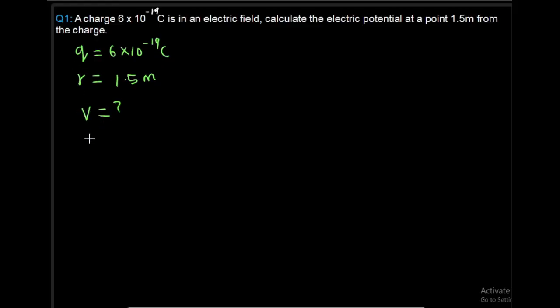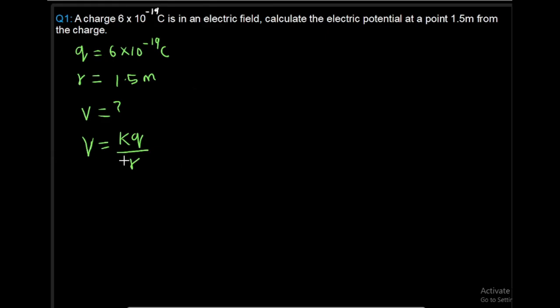Now our equation, whenever we have electric potential with respect to distance, will be electric potential equals KQ all over R. So this is the equation whenever we have electric potential with respect to distance. The other one we have is V equals W over Q. We cannot use this here because we are not given the work done. What we were given is distance. So this is what we are going to go with.